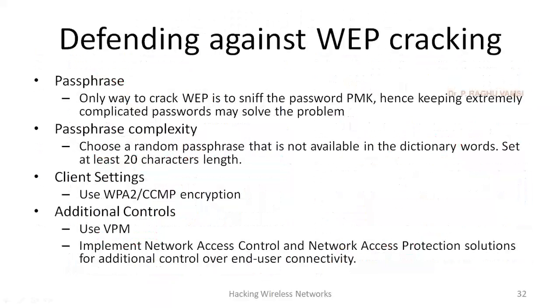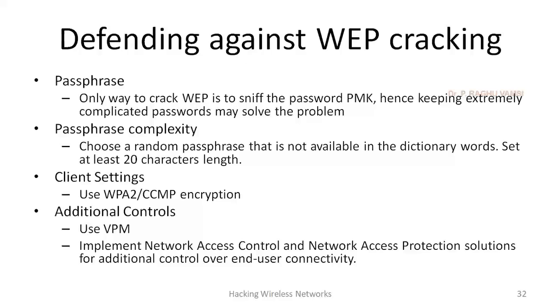Defending against WEP cracking. What are the things you are supposed to do to defend against WEP cracking? First one is the passphrase. The only way to crack WEP is to sniff the passphrase PMK, that is the passphrase structure. Hence, keeping an extremely complicated password may solve the problem. This is one general solution. Passphrase complexity: increase the complexity of the passphrase. Choose a random passphrase that is not in dictionary words. Set at least 20 characters length.